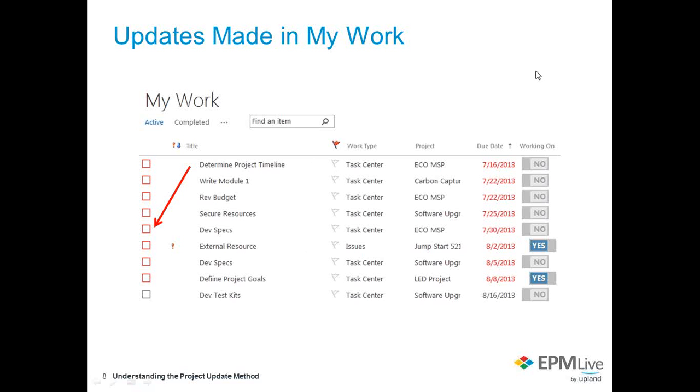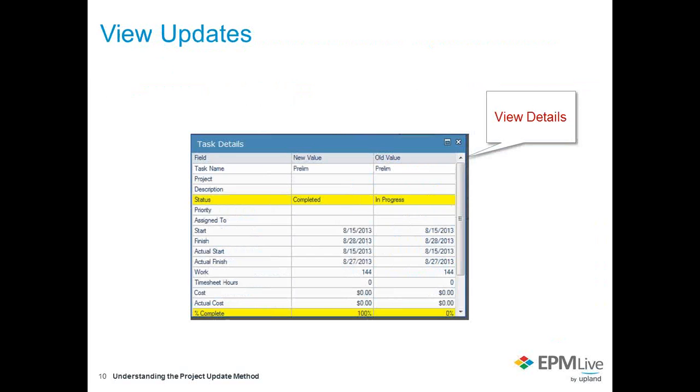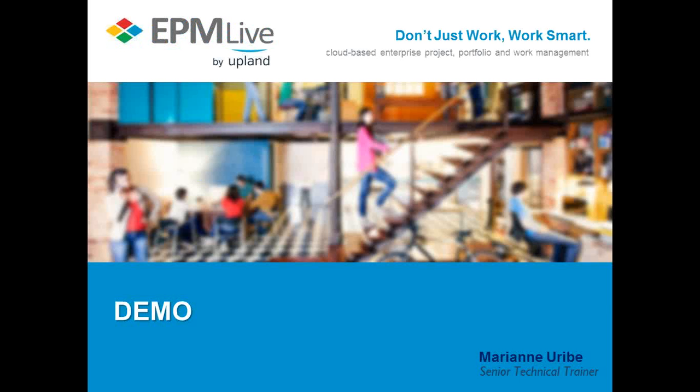After a team member makes updates, the project manager will get an email as well as a general notification telling him or her that team members have made updates to their work assignments. It's then that the project manager will pull in those updates either via the Process Updates link within the project planner and view the details of that, as well as they can do it in Update Progress in Microsoft Project. So they can view the details of any updates that a team member has made and decide to accept or reject those changes made. So let's go ahead and demo what we've been talking about so far.